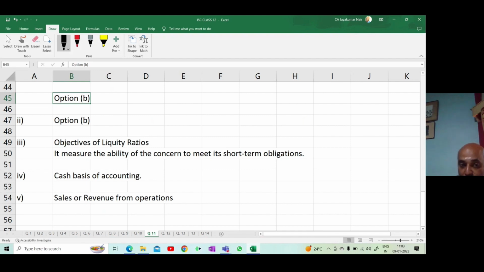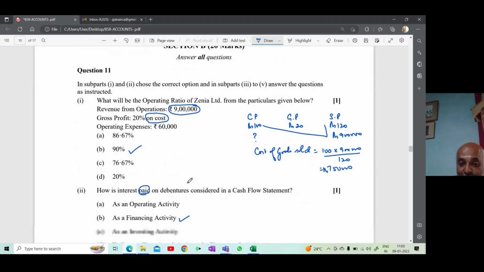So the objective of liquidity ratio is to measure the ability of the firm to meet its short-term obligations. The basis on which the cash flow statement is prepared is cash basis of accounting. And what is gross profit plus cost of materials consumed? It is sales or the revenue from operations. So with this, question 11 is completed.